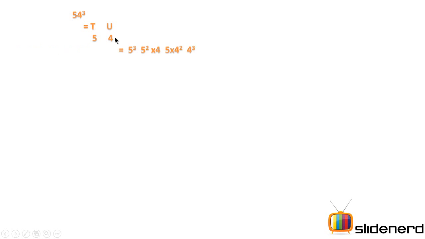Next I'm using the formula, which is tens cube. Next part is tens square into unit. Then next is tens into unit square, and then is the unit cube. So what I get actually is 125, 25 into 4, 5 into 16, 64.